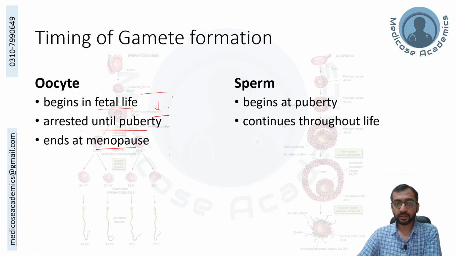In males, it does not go beyond spermatogonia before puberty. It remains at the spermatogonia stage. At puberty, the cycle starts and it continues throughout life. If the person is healthy and well, then as long as he is alive and healthy, sperm production continues.